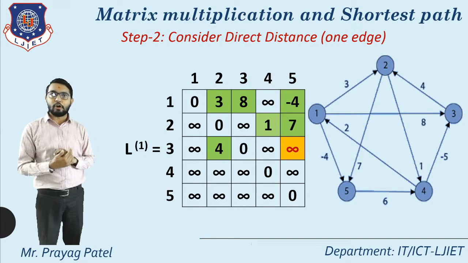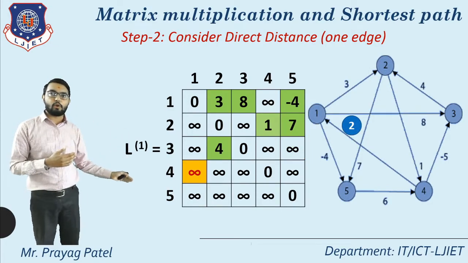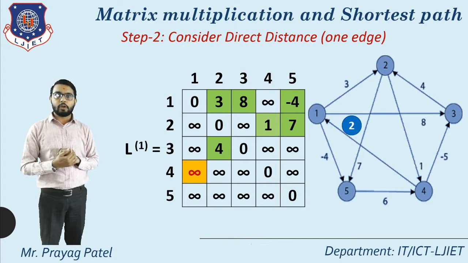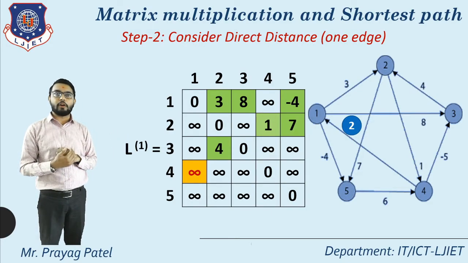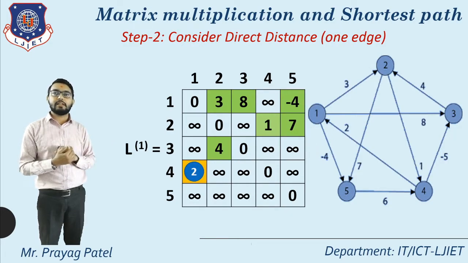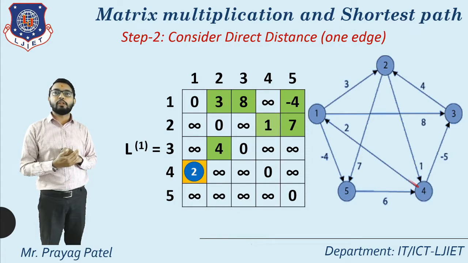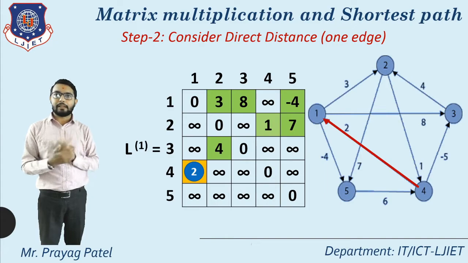3 to 5 path is not available, so consider infinity as it is. Now consider the next row, row number 4. In row number 4, consider the location for 1. In location for 1, consider the path from 4 to 1 is available? Yes. What is the distance? Distance equal to 2. So put the 2 and consider this path as our 4 to 1 path.